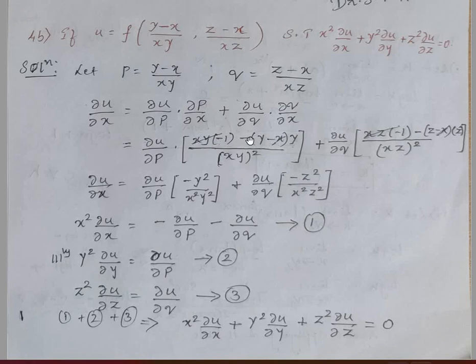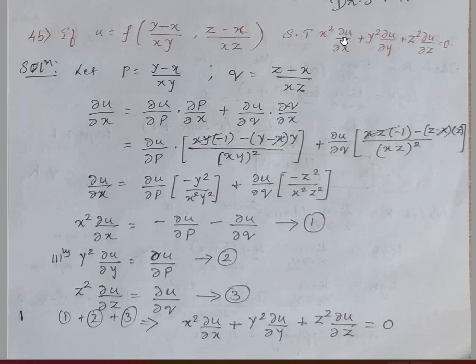Here minus xy and plus xy get cancelled. So you are left with minus y divided by x square y square, that is minus y square divided by x square y square. While finding del q by del x, I apply the partial derivative, treating y and z as constant, and apply the quotient rule. There also I am left with minus z square divided by x square z square.